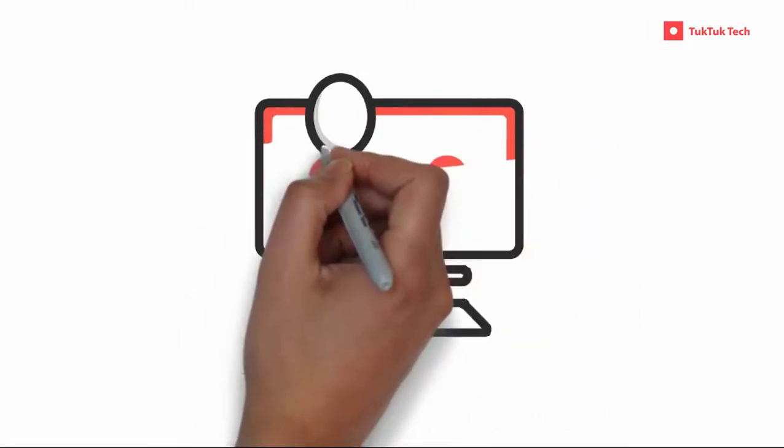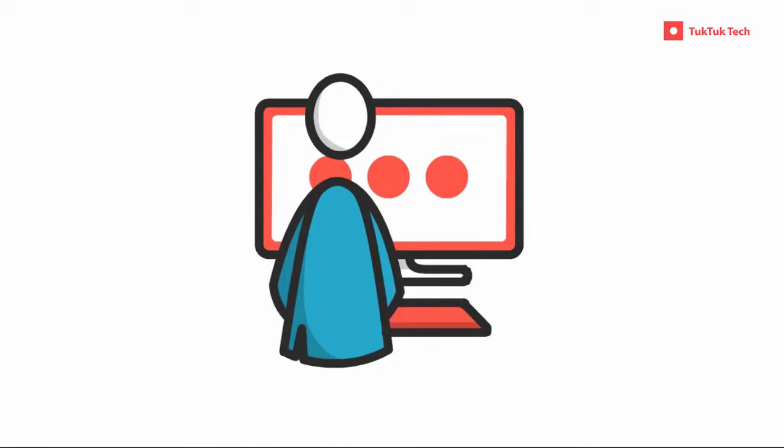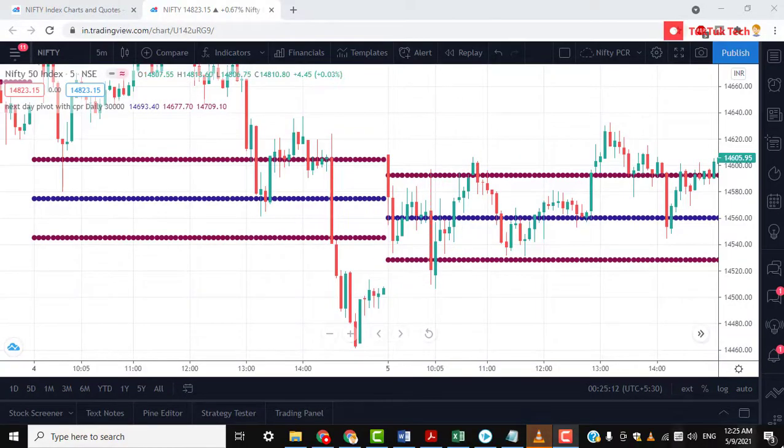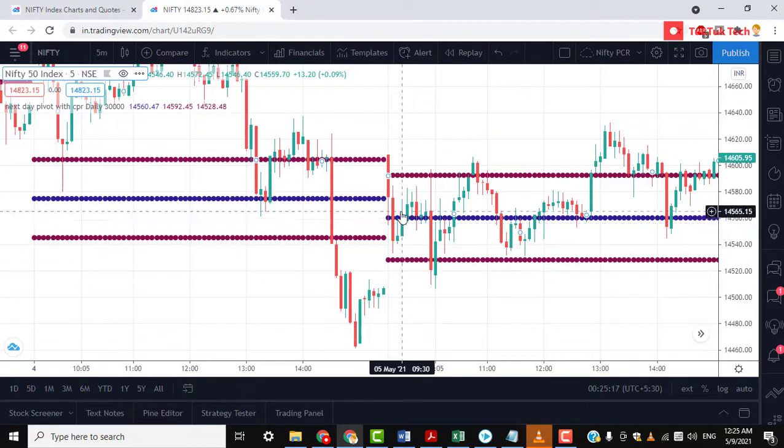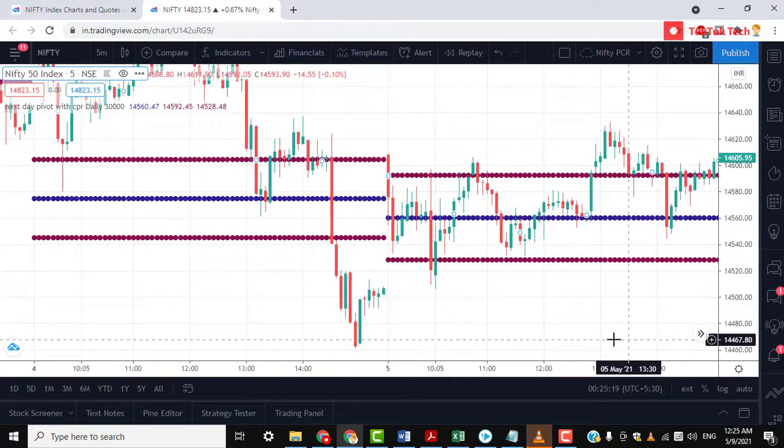Task for the day: find out the overlapping lower value relationship in your stock charts and observe the price action for the next day.